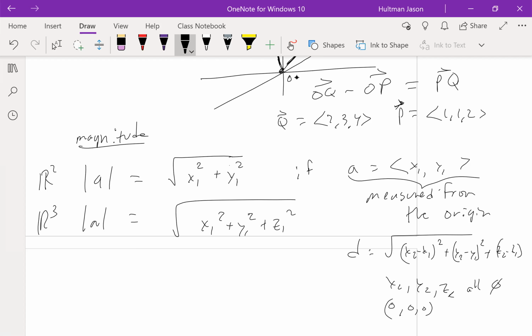That's the magnitude. So basically it's saying, look, I have vector A starting from the origin and going out. Okay, and what's the magnitude of that vector? Well, it is just the location of that vector, right? So what's the magnitude? Well, it's just the location. It's the distance from the origin. Okay, that's the magnitude.